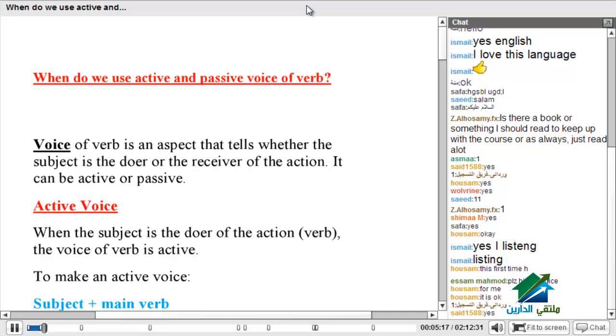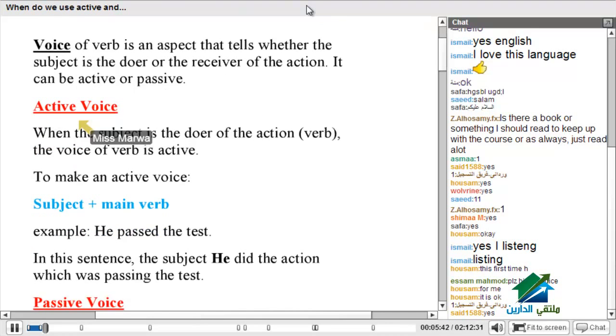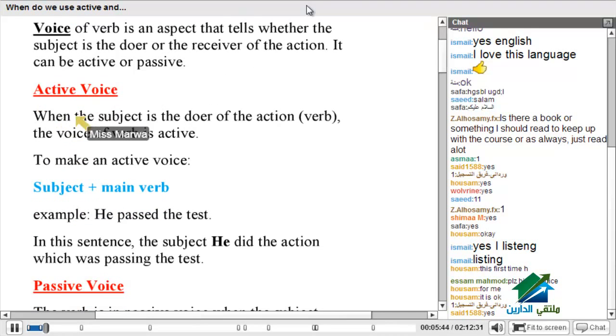Okay, when do we use active and passive voice of the verb? Voice of verb is an aspect that tells whether the subject is the doer or the receiver of the action. It can be active or passive. Let's see active voice. When the subject is the doer of the action.